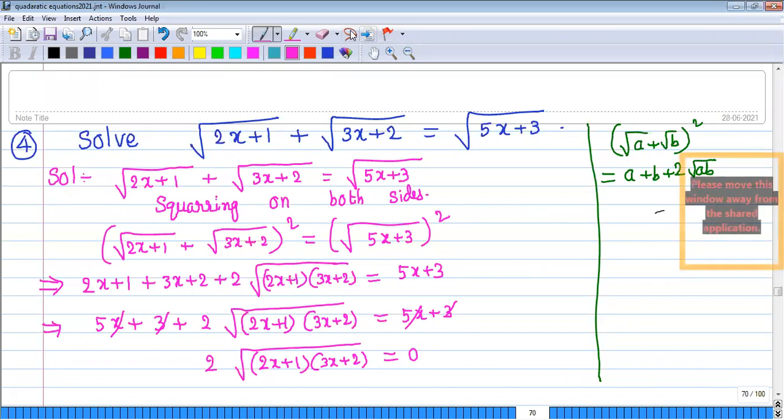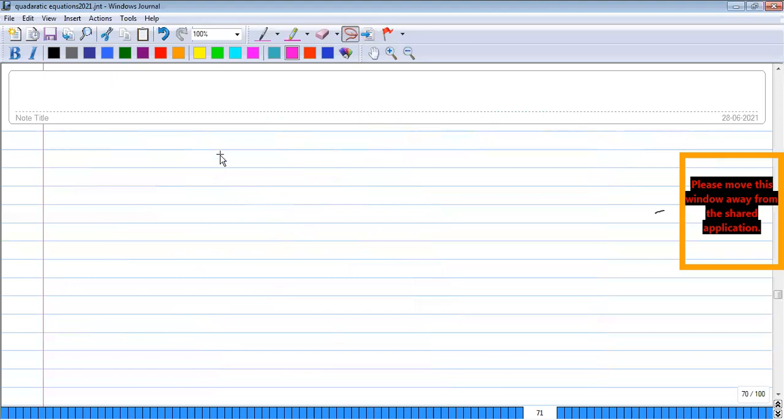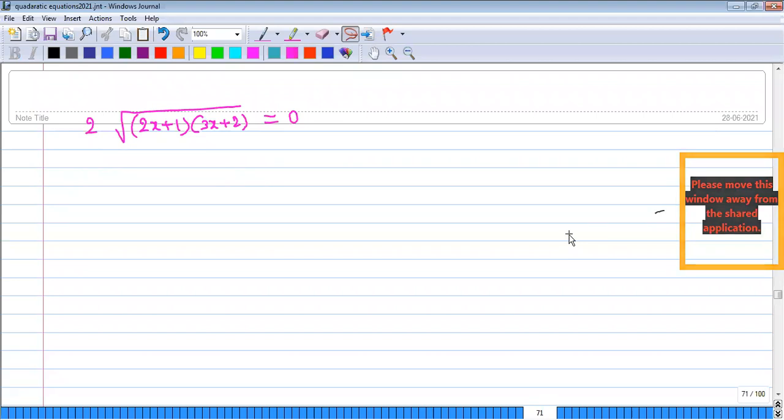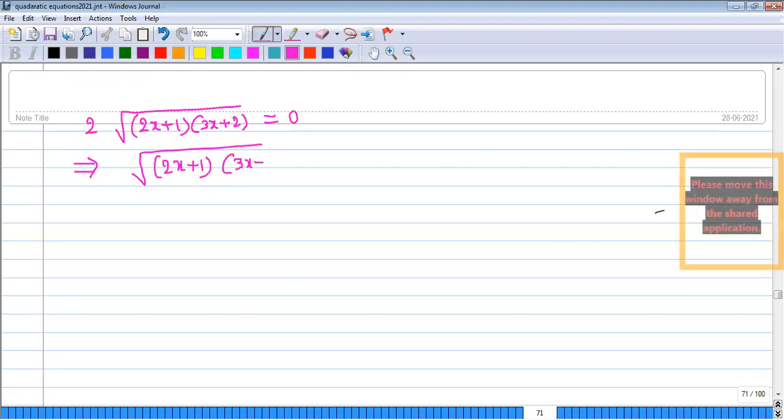Then what do you get now here? To divide both sides with what, sir? Right, if you divide both sides by 2, you get like this: root of 2x plus 1 into 3x plus 2 equals 0.